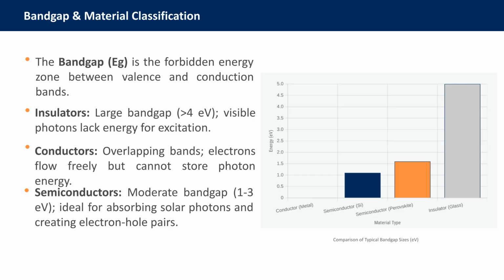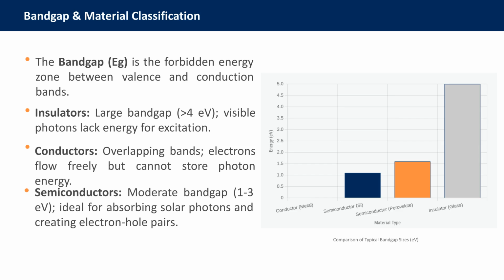Visible photons simply do not have enough energy to kick an electron across this void, which is why materials like glass are transparent. In conductors, like metals, the valence and conduction bands actually overlap. Electrons flow freely, but they cannot store the potential energy of an incoming photon to create a voltage. Semiconductors sit perfectly in the middle. They have a moderate band gap, typically between 1 and 3 electron volts. This is the Goldilocks zone for photovoltaics.